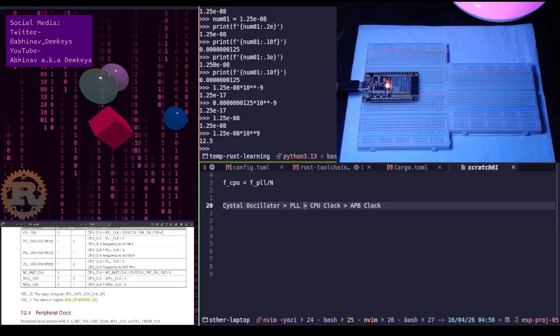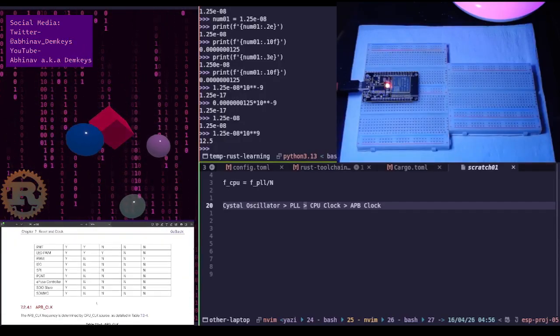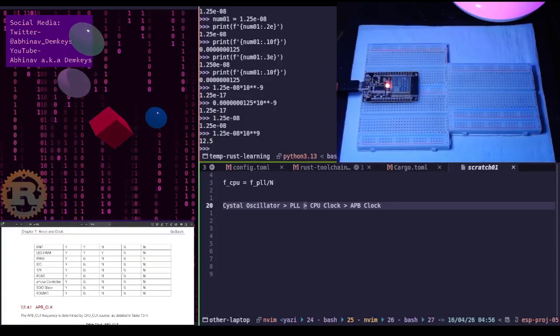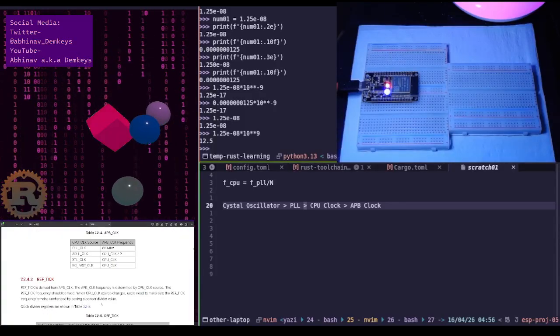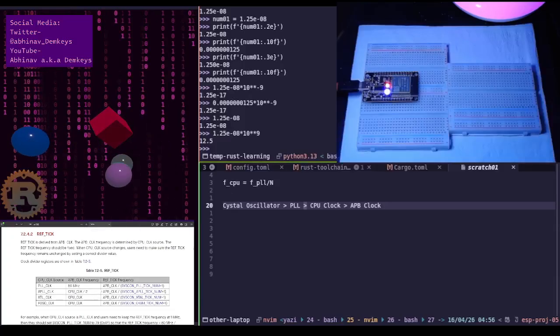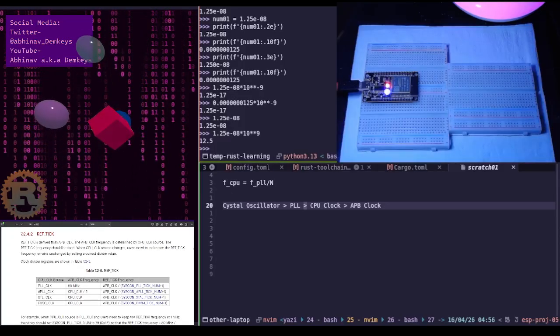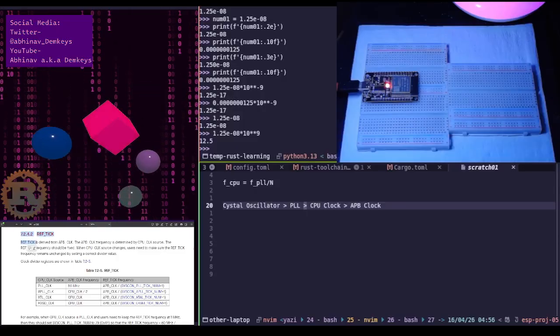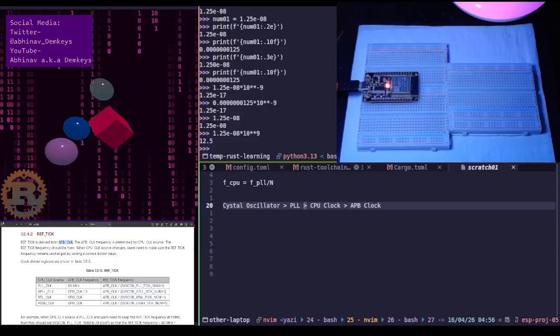Figure 1 and then figure 3. Figure 2 was somewhere here. Yeah, that's figure 2. 3, 4, and then 5. 5 is ref tick. Okay, all right. Ref tick is derived from, oh, that's crazy. Ref tick is derived from APB clock.